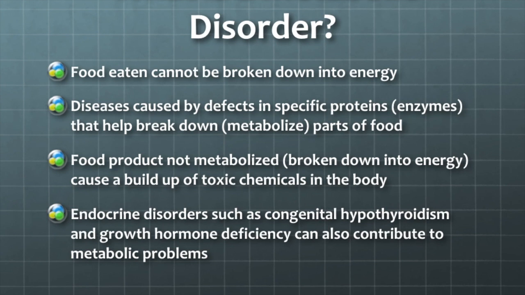There are endocrine disorders such as congenital hypothyroidism and growth hormone deficiency that also contribute to metabolic problems. We need growth hormone to be able to grow, and children who have this deficiency have an issue with hypoglycemia because of the sensitivity to insulin. Hypothyroid, as you know, the thyroid controls our metabolism. So when the thyroid is not functioning properly, either too little or too much, it alters our metabolic rate.